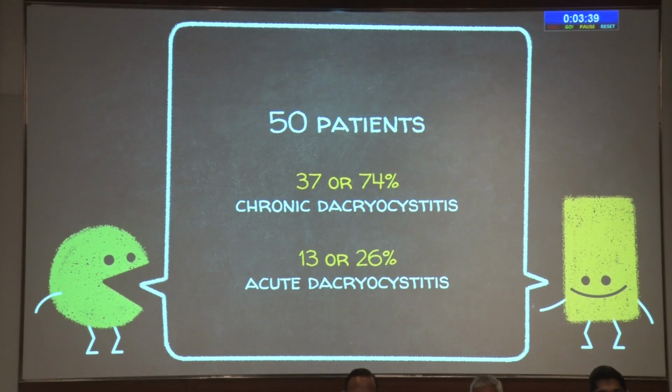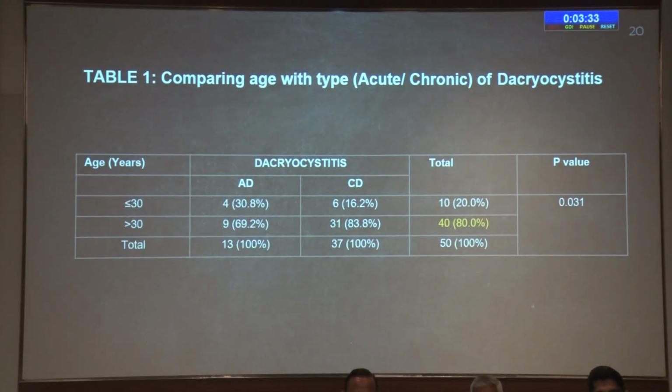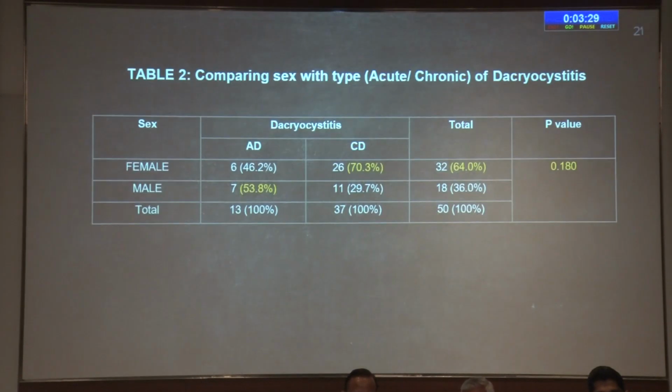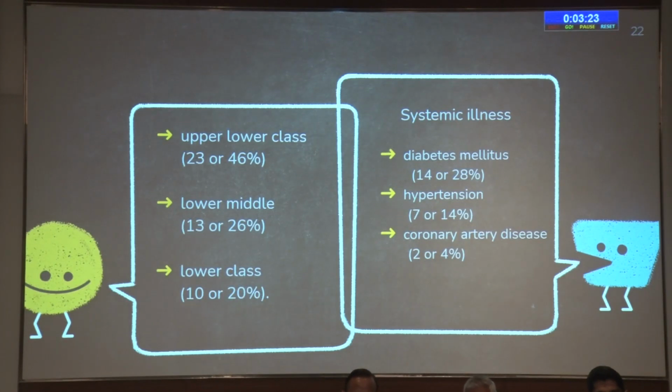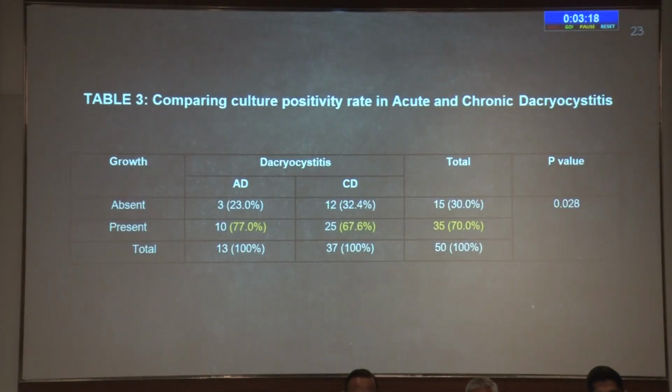So a total of 50 patients were taken, out of which 37 had chronic dacryocystitis and 13 had acute dacryocystitis. As for age, 40 out of 50 patients were over 30 years of age, with a female predominance of a total of 32 patients. And maximum patients belonged to the upper lower class, which constituted 46%.